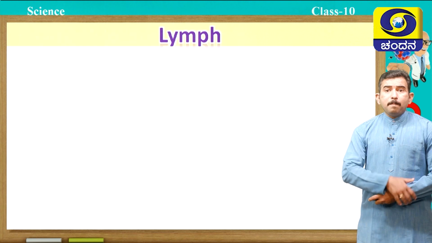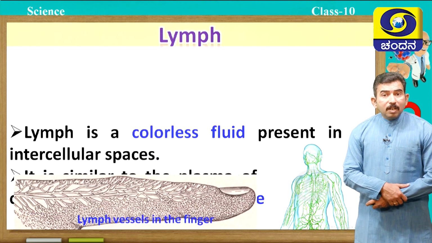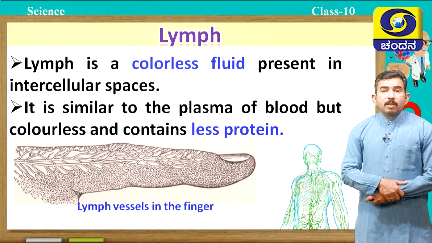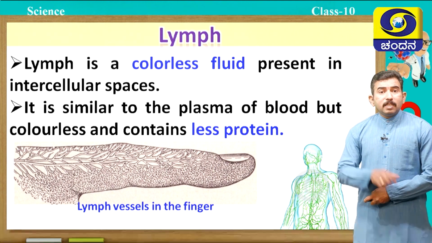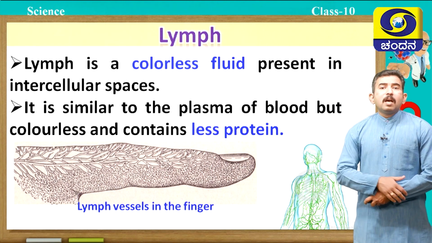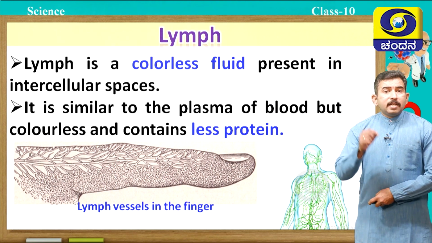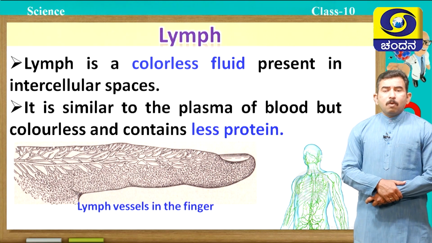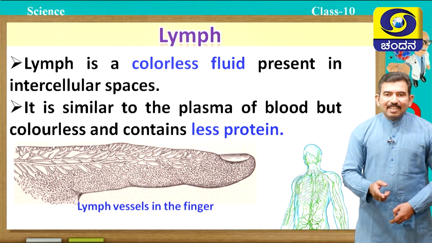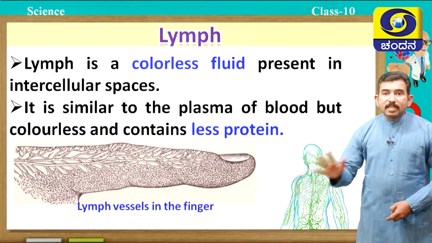Next, one more very important part of our circulatory system is lymph. Lymph is a colorless fluid which is present in intercellular spaces. And remember, lymph always flows through small capillaries called the lymphatic system. It is similar to the plasma of blood but colorless and contains less protein. Why is lymph colorless? Of course, you are right. It does not contain RBC. Red blood corpuscles are absent in lymph.